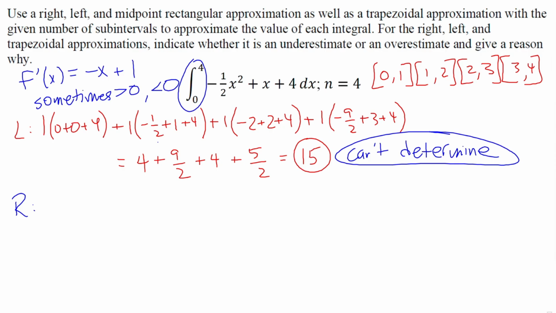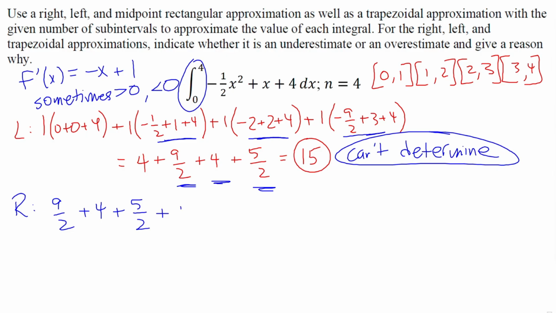The value at 1 was this one, which was 9/2. So we're going to have 9/2. And then the value at 2 is this one, that's 4. And then the value at 3 was this one, that's 5/2. So we got 5/2. And then we have to do the value at 4.